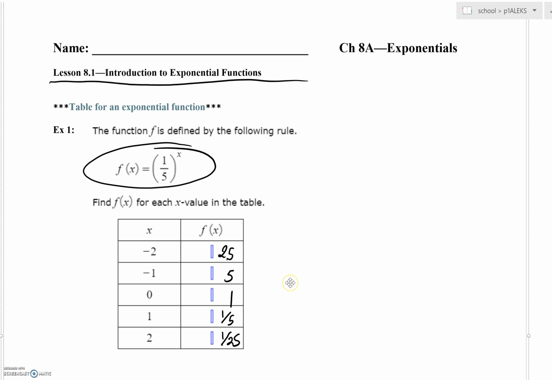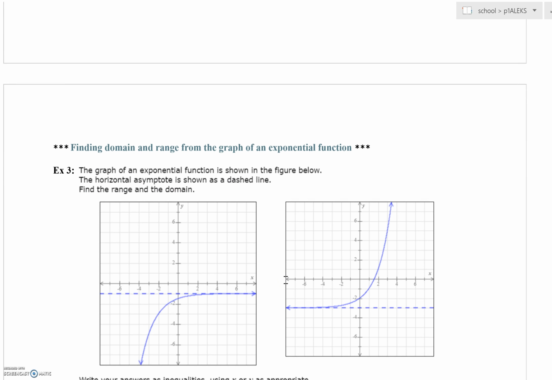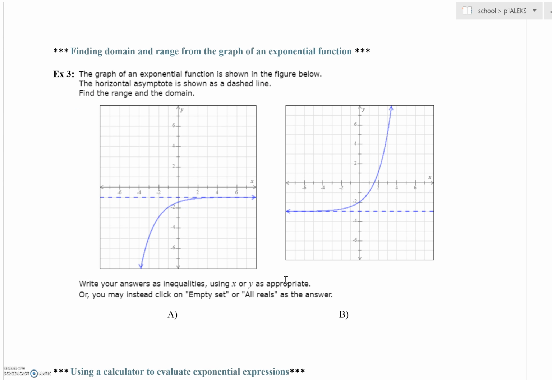Now, I do want to point out to you that, of course, you could do all of this by hand. You could have said in the very beginning f of -2. You don't have to do this on a table. You could simply take 1/5, raise it up to the -2 power, and get all these answers here. Let's go to the back page very quickly. We're going to deal with graphs.